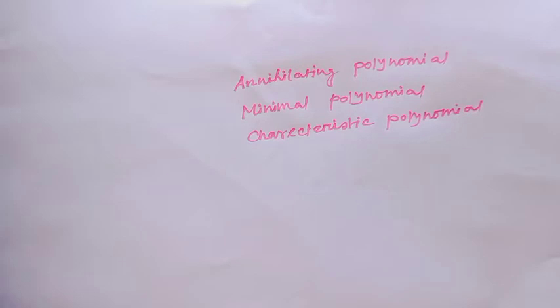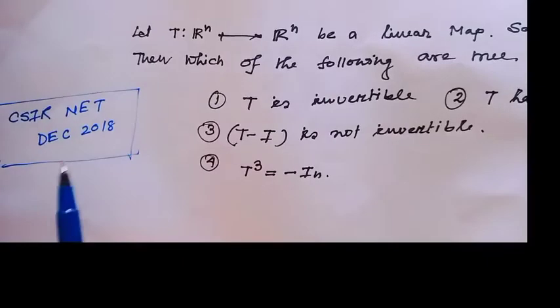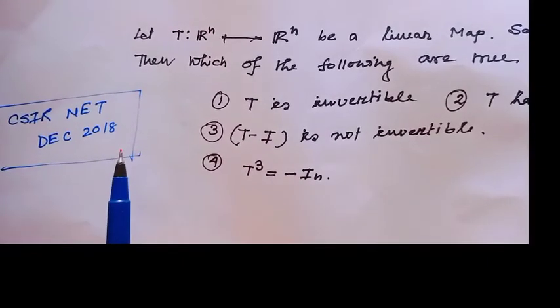In my earlier video, I had seen what the annihilating polynomial, minimal polynomial and characteristic polynomial are. Also, I had discussed different types of examples which had come in competitive exams. Today, I will discuss some more examples about this topic which had come in different competitive exams. First example, which had come in the CSIR NET December 2018 exam.